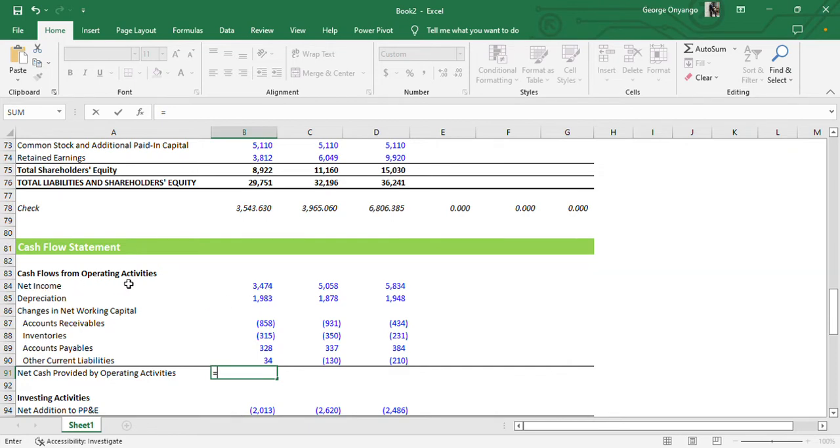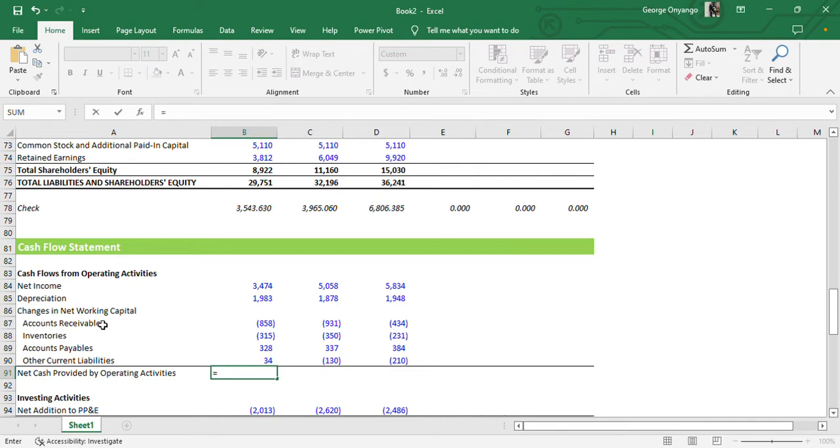So for the cash flow from operating activity, we are going to take the net income, and we add depreciation. As I told you, the reason why we are adding depreciation is because this is something that did not take any cash from the business. So as much as we recorded it as an expense in the income statement, we'll have to take it back because it did not result in money going out of the business. So we are going to add it here.